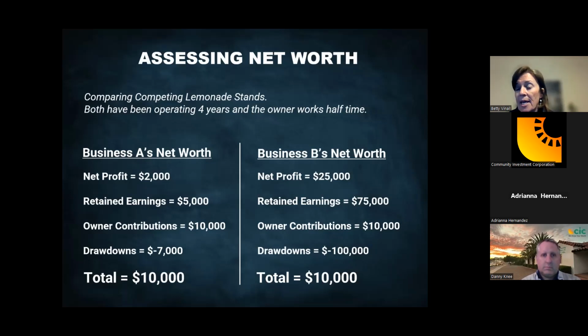The $10,000 for A and $10,000 for B looks the same. But when you add the detail of what's going on in your business, you can see that business B has done a lot more business. And there we have it, our big red X showing you that actually business B is the one that has had more profit.